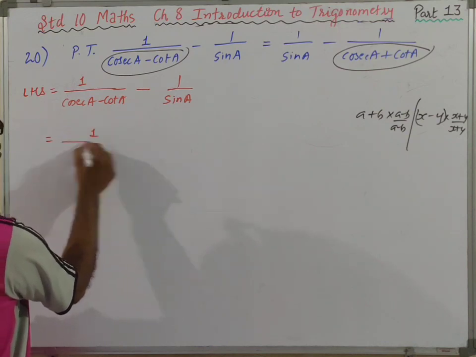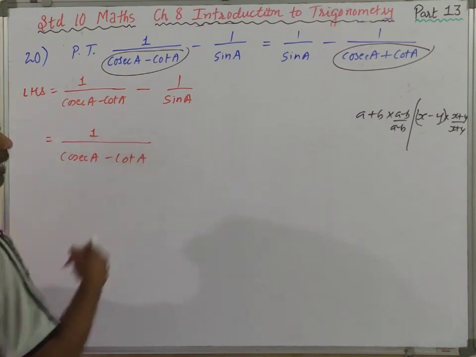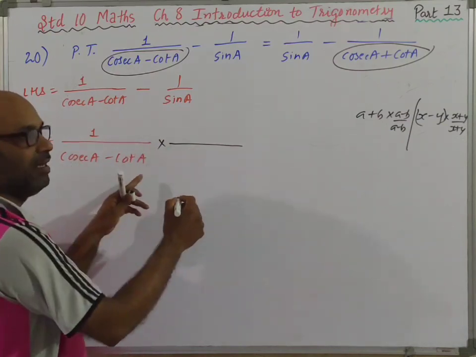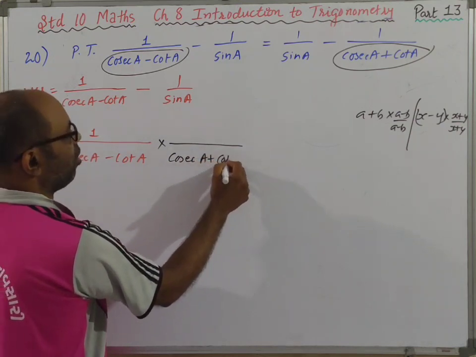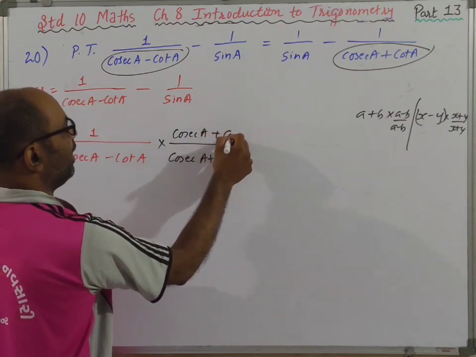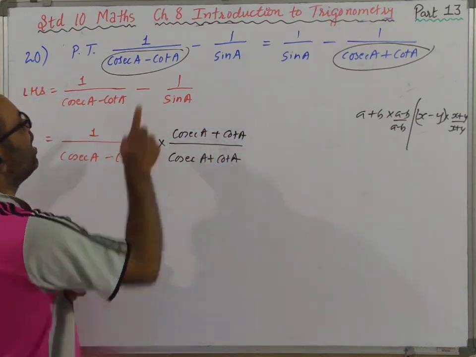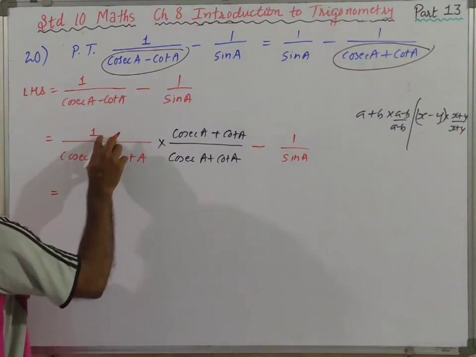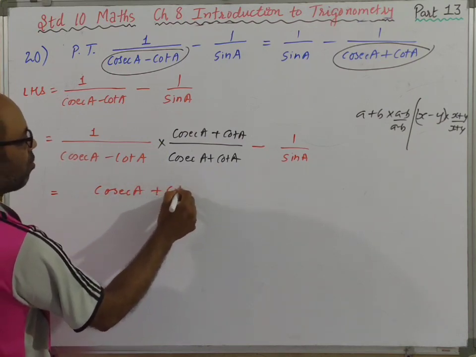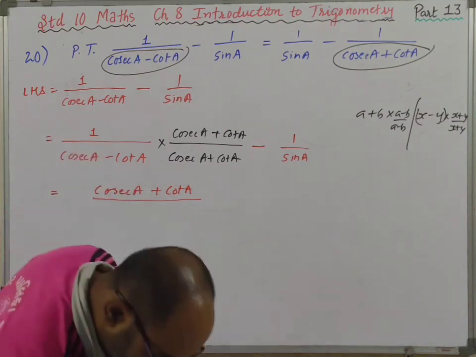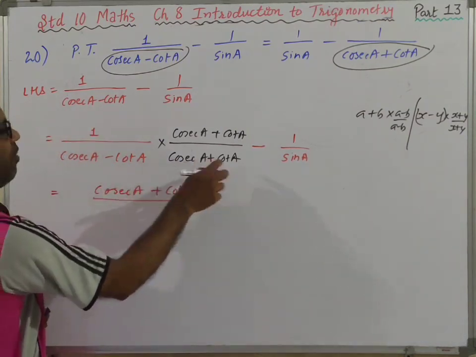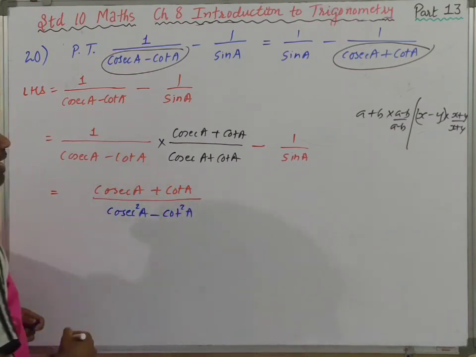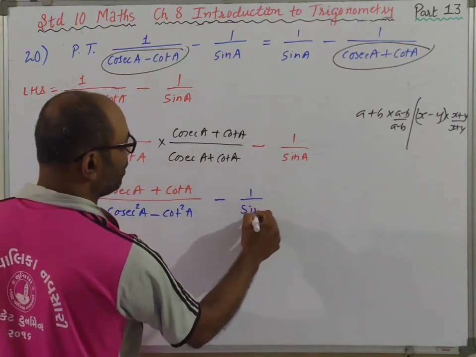This is equal to 1 whole upon cosec A minus cot A. I am going to multiply and divide by A plus B, since it is A minus B. Cosec minus cot है, तो मुझे cosec A plus cot A चाहिए. So I'll have to multiply and divide both numerator and denominator, so actually that is 1. और आगे है, the next term, minus 1 upon sine A. देखते हैं क्या होता है. 1 into that remains the same, cosec A plus cot A, whole upon the identity, A minus B into A plus B expansion. So A square, that will be cosec square, minus B square, that will be cot square A. Correct? और आगे चलेंगे minus 1 upon sine A.